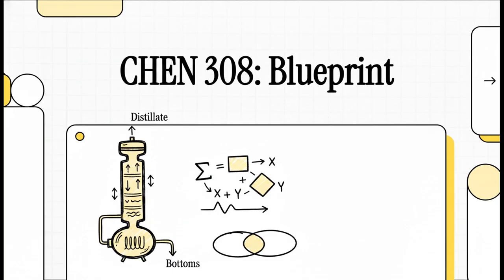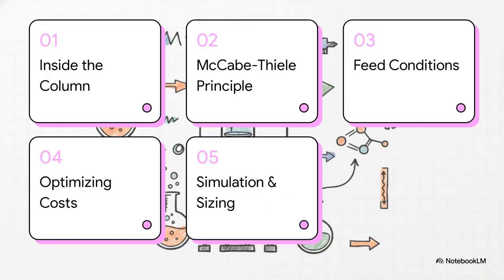Let's get into it. Here is a quick look at our roadmap for today. We're going to start right inside the physical column itself, move through the McCabe-Thiele math, analyze our feed conditions, figure out how to optimize costs, and then finally wrap up with modern simulation and equipment sizing.